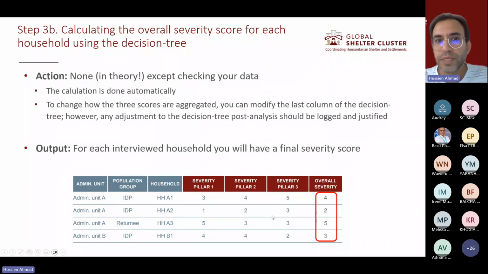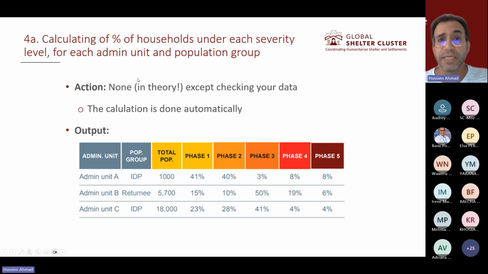Basically, as I said, it's automated. You don't need to worry about it, but it's important to verify those results, to look at them, and to make sure that they are really reflecting what they should be. Because sometimes, especially when we work on Excel, we might miss some formulas by mistake. We might copy paste some information in the wrong place, etc. So every time, at every step, please verify what you are calculating and what results are coming out. The next step, as I said, will go to the percentages of households living under each severity phase.